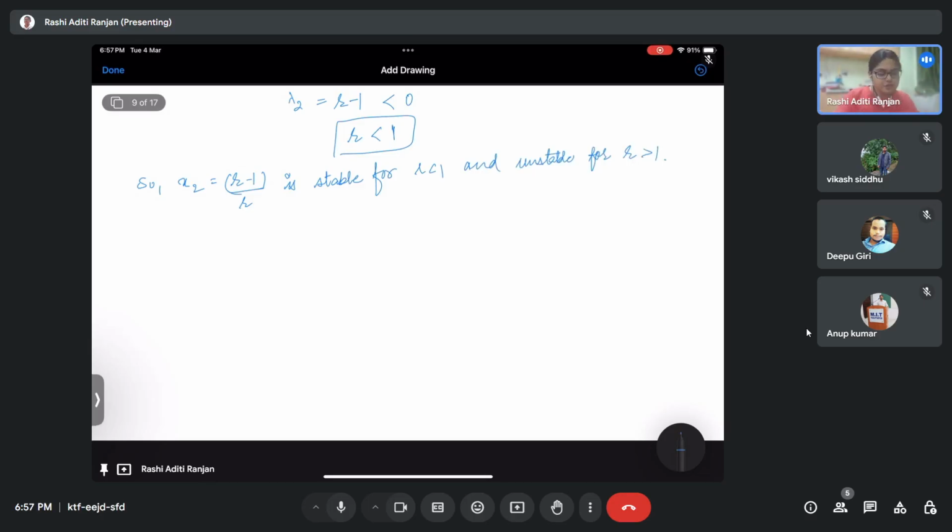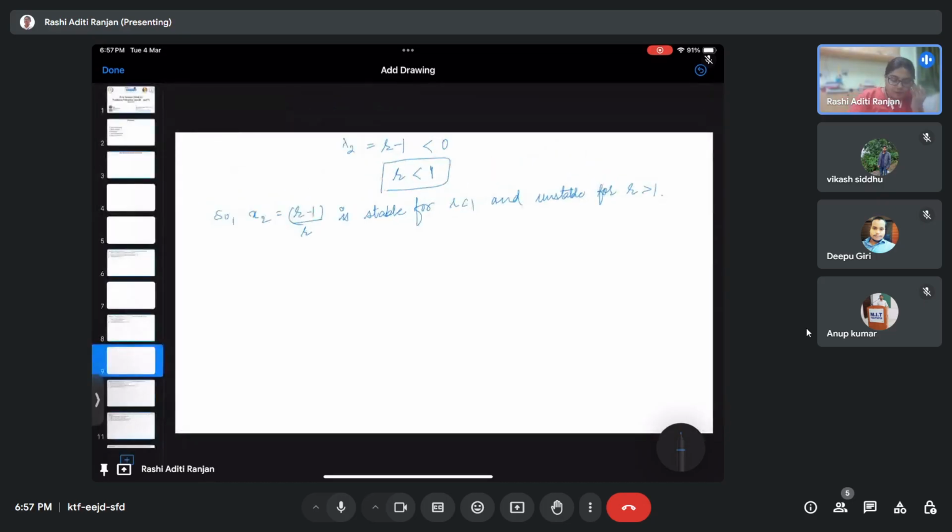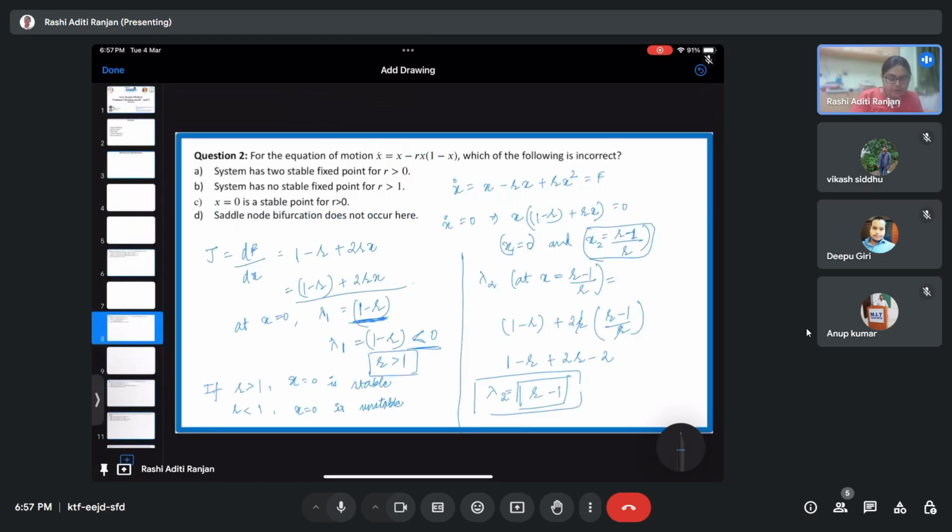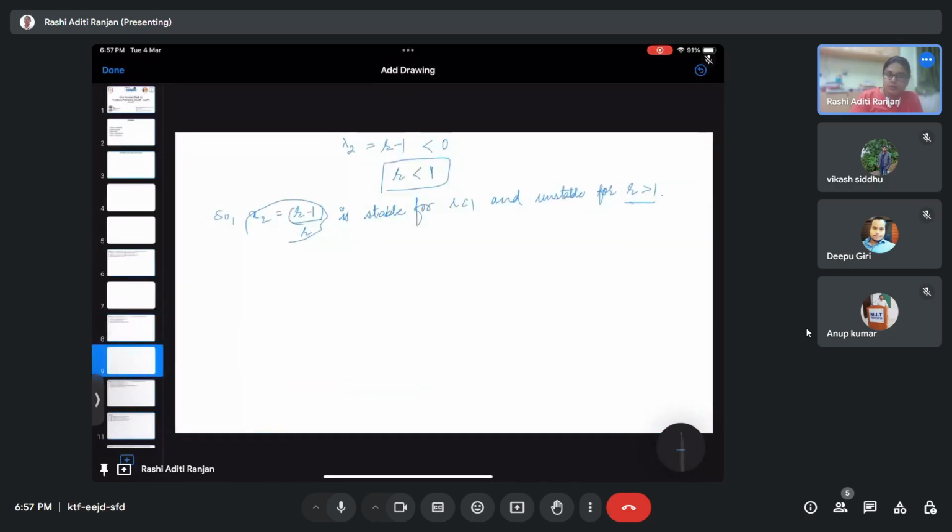Okay, so if you see, the stability of x1 with r and x2 with r is somewhat opposite, because for r greater than 1 my x0 was stable, but here for r greater than 1, this one is unstable, right? So there is an opposite characteristic and there are two fixed points. If you remember, for transcritical bifurcation we plotted something like this.